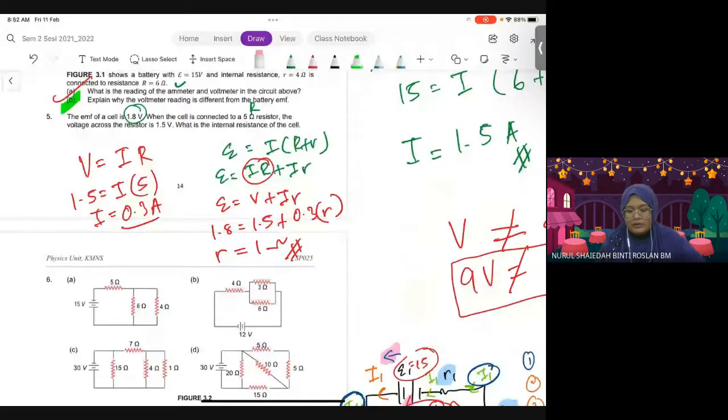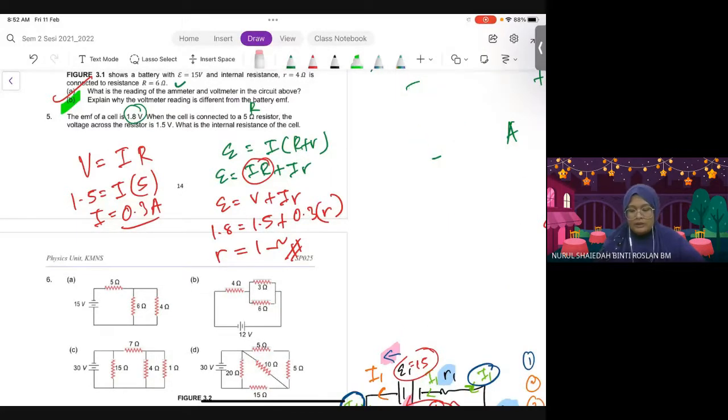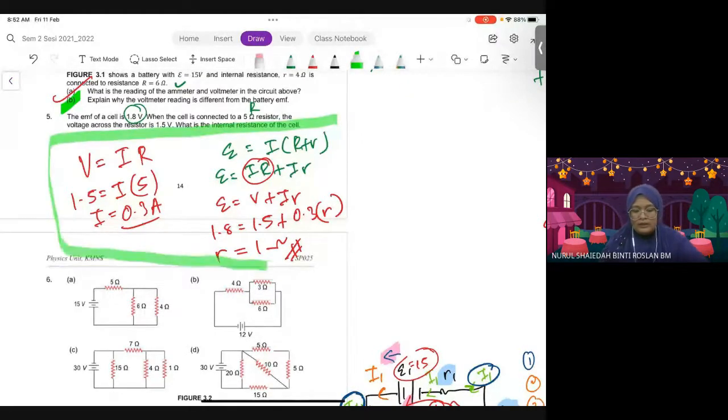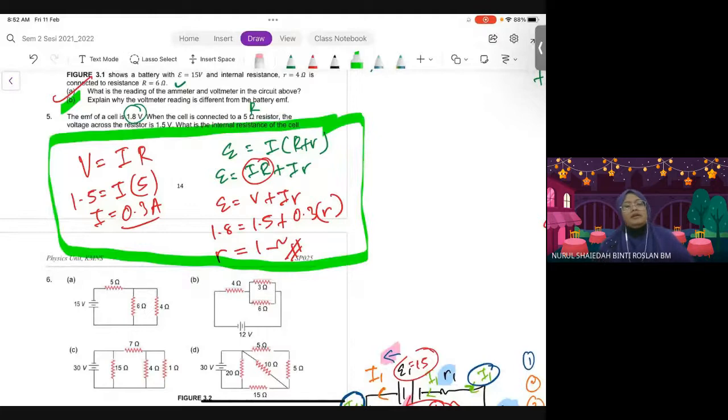So itu cara dia yang senang lah. Senang. Yang ni jawapan dia. V equals to IR. V sentiasa sama dengan IR. I dekat sini, I dekat sini, I yang awak dapat akan sama dengan I sini, I sini, I sini. So that's why you boleh substitute I tu dalam ni lah. Because dia adalah dalam bentuk series.